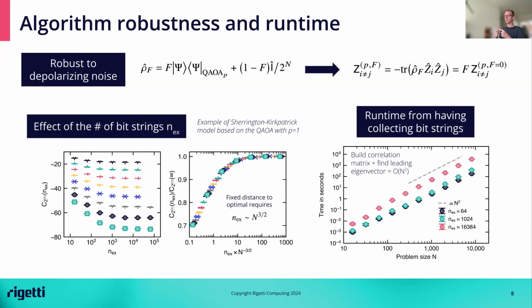Building the correlation matrix, it has n square entries. Finding the leading eigenvector, it can be done in n square steps. And so we find indeed that these curves in the large n limit have this n square scaling, which is the dashed gray line. So this is something to have in mind when time to solution is a relevant metric, because a relax and run step adds runtime.